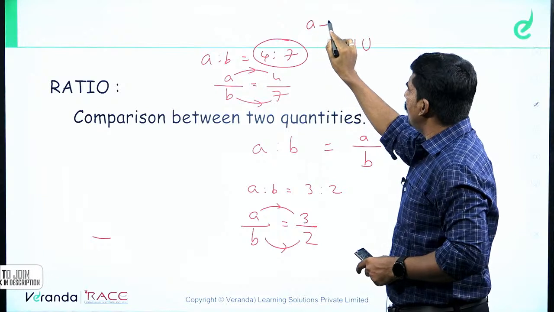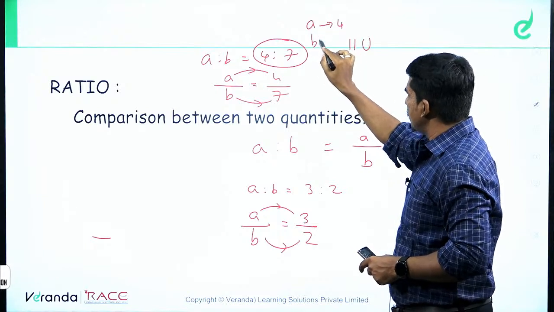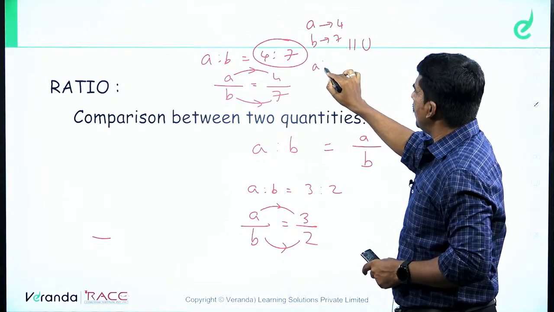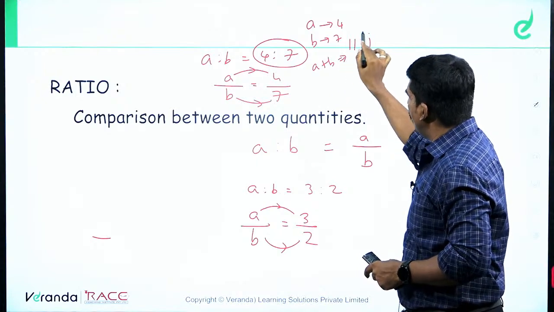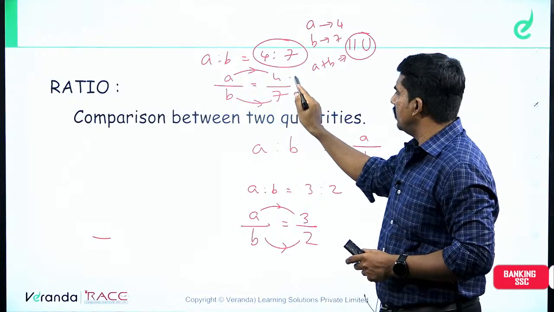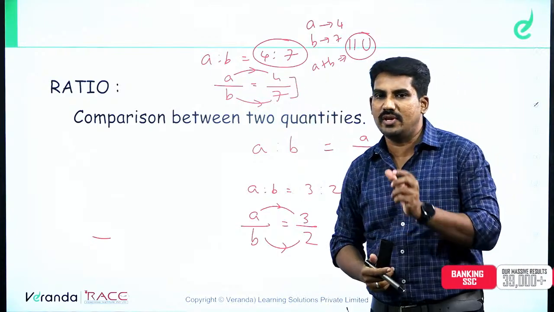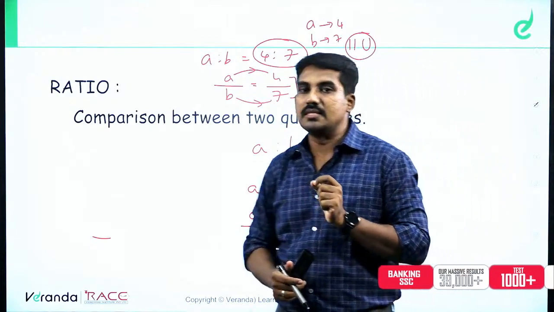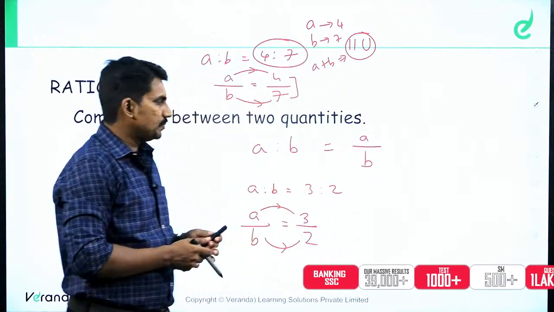Therefore, A is 4 units, B is 7 units. A plus B is 11 units. Now, what is the difference between A and B? The difference between A and B is 3. This is the basic.